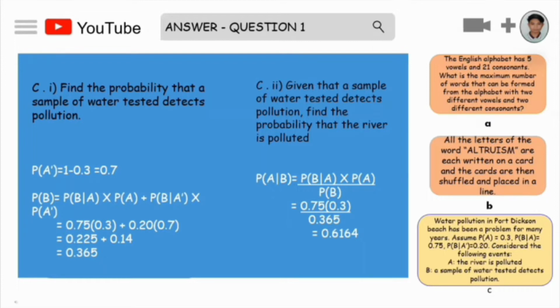For C2, we use Bayes' theorem. So the answer will be 0.6164.